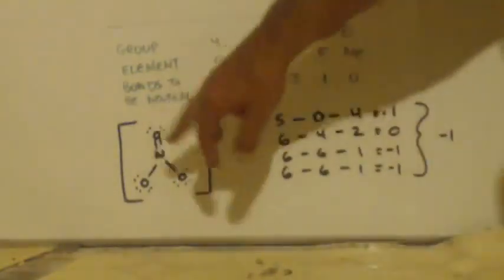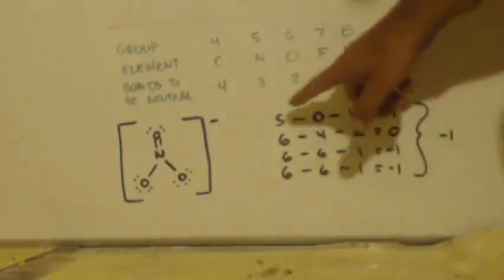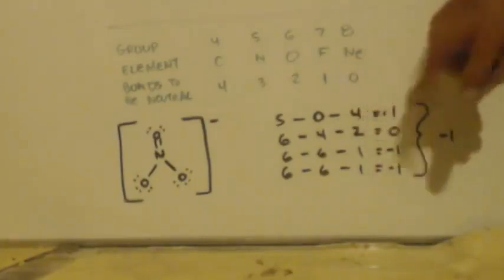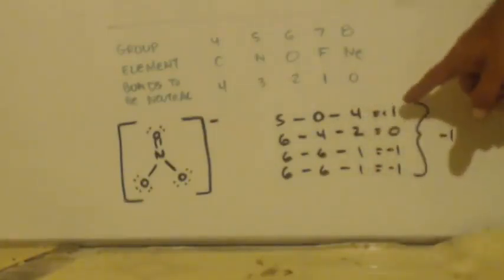All right, now let's do the nitrate anion. Now this overall anion has a -1 charge, right? So let's do the nitrogen first. It's from group 5. How many non-bonding electrons? 0. How many bonds does it have? 4. So it's a +1.